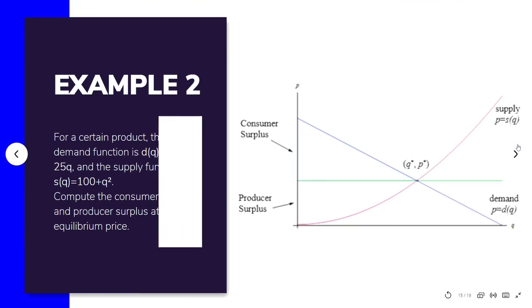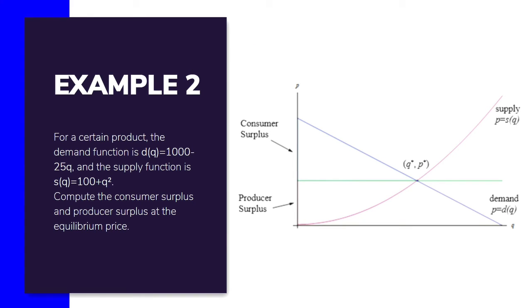Now we will move to the next example, and the question is: for a certain product, the demand function is P(Q) equal to 1000 minus 25Q and the supply function is S(Q) equal to 100 plus Q square. Compute the consumer surplus and producer surplus at the equilibrium price.